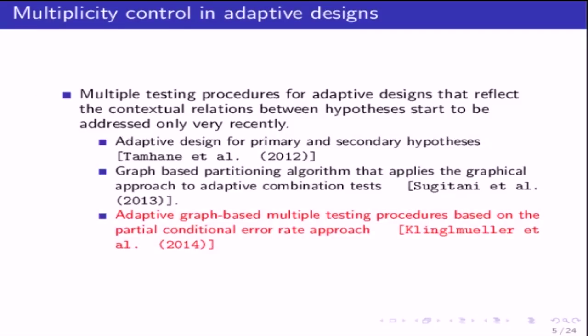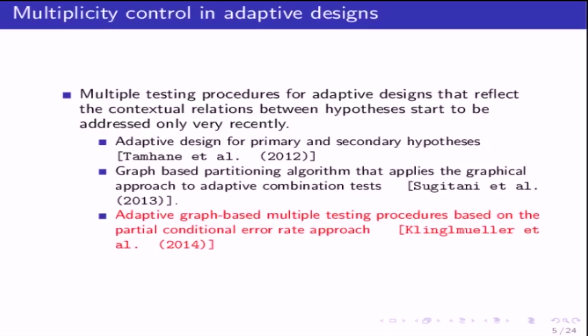So today, I would like to present multiple testing procedures for adaptive design that reflect the contextual relationship between hypotheses, and only quite recently you can find some papers in statistical journals. So, for example, there's a very nice work by Jiajing Yin and colleagues on adaptive designs for primary and secondary hypotheses. Toshi Subitani extended the graph-based method by Bretz et al.